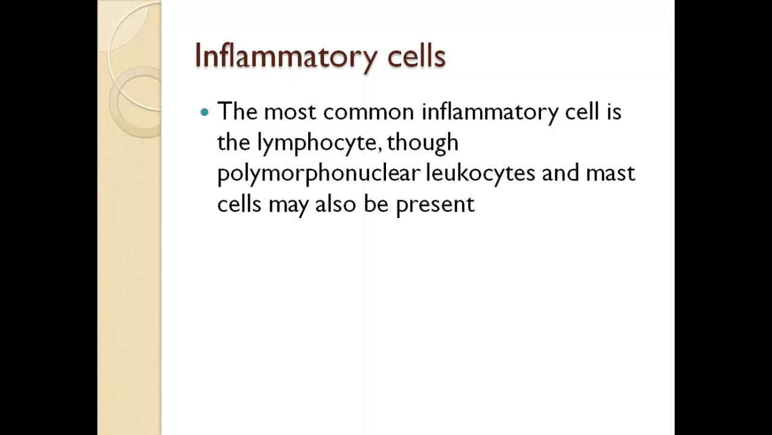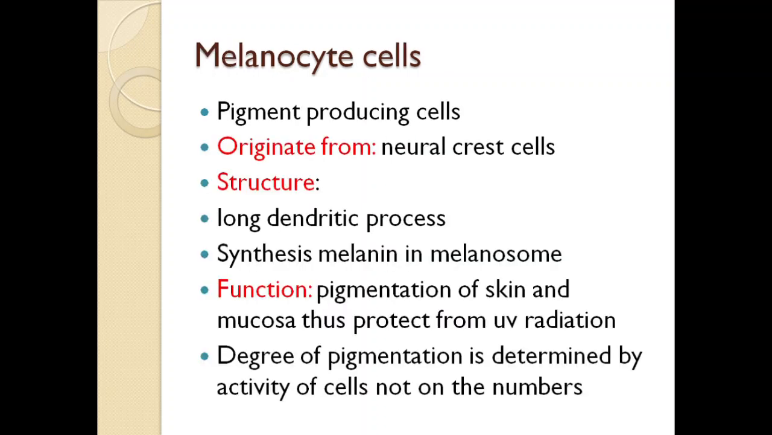Inflammatory cells. The most common inflammatory cell is the lymphocyte, although polymorphonuclear neutrophils and mast cells are also present. Melanocyte cells are pigment producing cells, originating from neural crest cells.